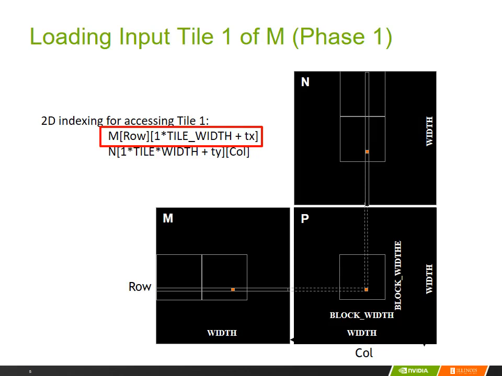But here we see that the row index remains the same, but the column index needs to be advanced by a full tile width. So this gives us the two-dimensional index for accessing the M element in tile 1. We have Row for the y index, and then 1 times tile width plus thread index in the x dimension for the horizontal index.